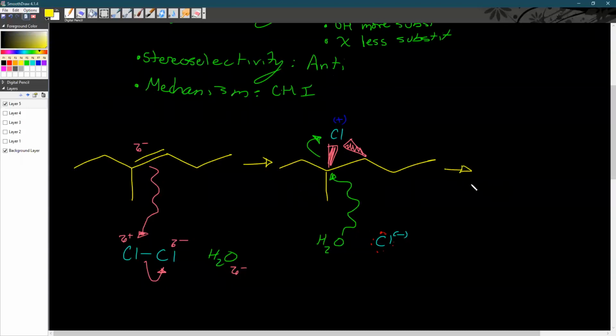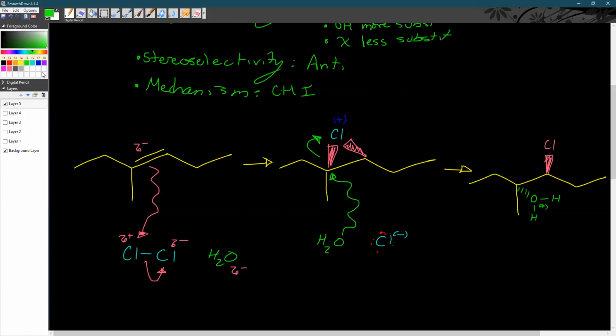And our product is going to have the water on the more substituted side. And remember, it adds as a full unit, okay? We can't just suddenly get rid of the other hydrogen just because we want to, okay? And we're going to be getting the chlorine on the less substituted side, and they're anti to each other, or I should say they're trans to each other, all right?